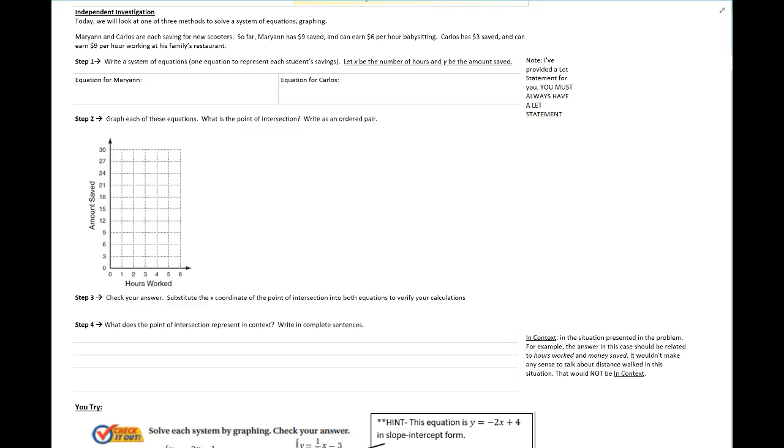So, going through the independent investigation, today we will be looking at one of three methods to solve a system of equations. That method is called graphing. Marianne and Carlos are each saving for new scooters. So far, Marianne has $9 saved and can earn $6 per hour babysitting. Carlos has $3 saved and can earn $9 per hour working at his family's restaurant.